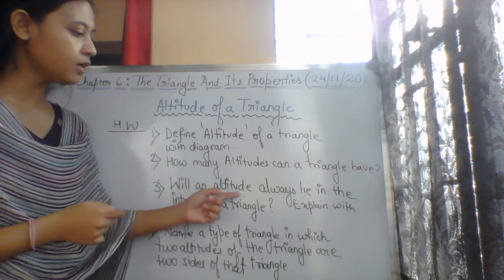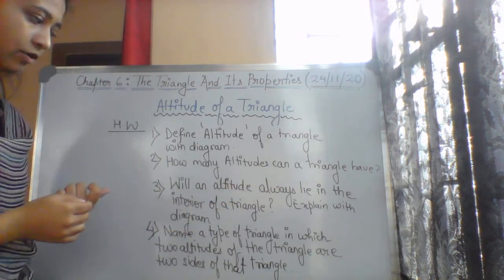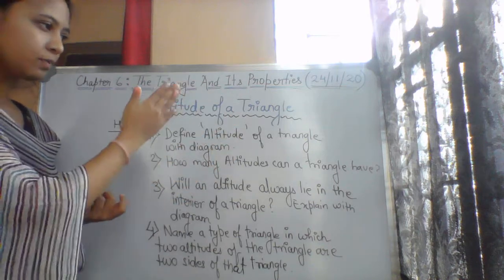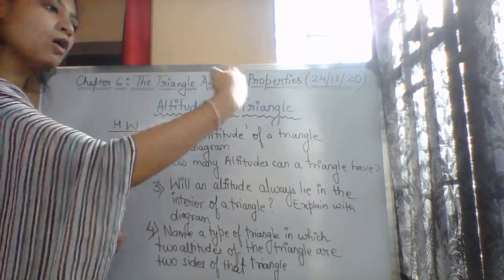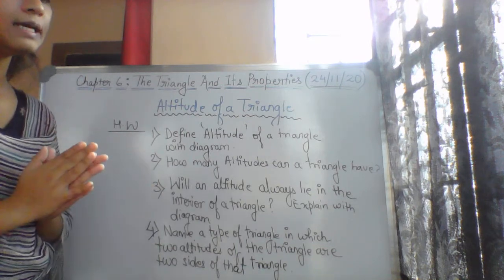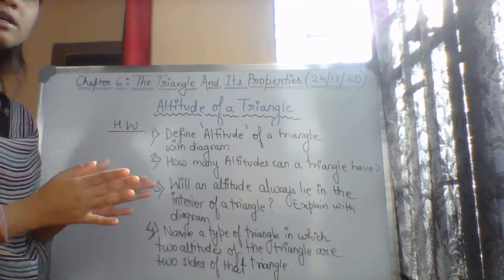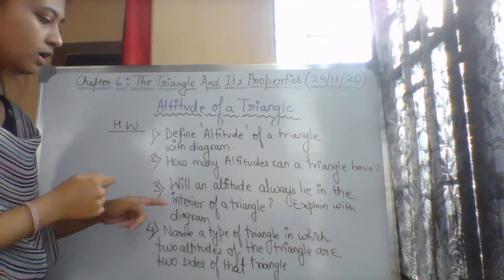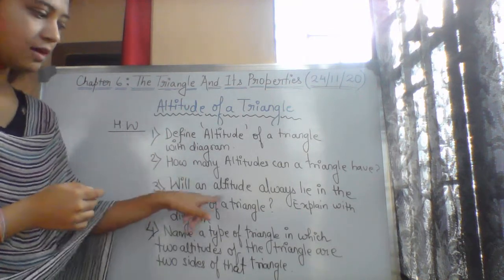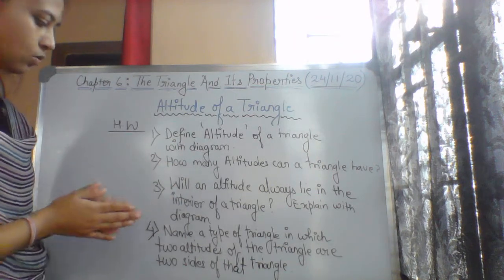Will an altitude always lie in the interior of the triangle? This hint I have already given. Is altitude always inside the triangle or can it be outside the triangle also? If you experiment with paper cutting and find after folding what is altitude and what is median, then only you can answer this. So after doing that, you answer this question.